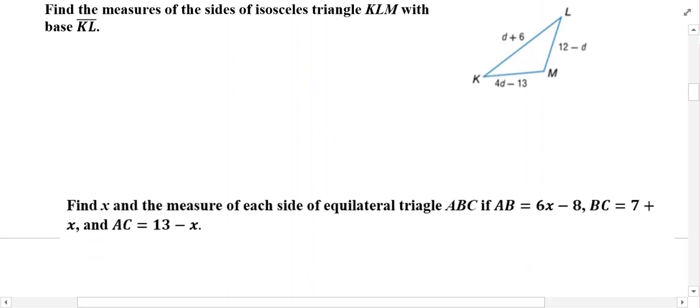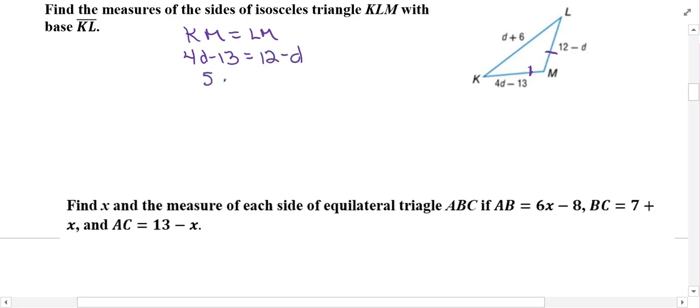The next problem asks us to find the measures of the sides of isosceles triangle KLM with base KL. So KL is the base. That means that the sides KM and LM are congruent. So KM equals LM, and that way we can solve for D. KM is 4D minus 13. LM is 12 minus D.